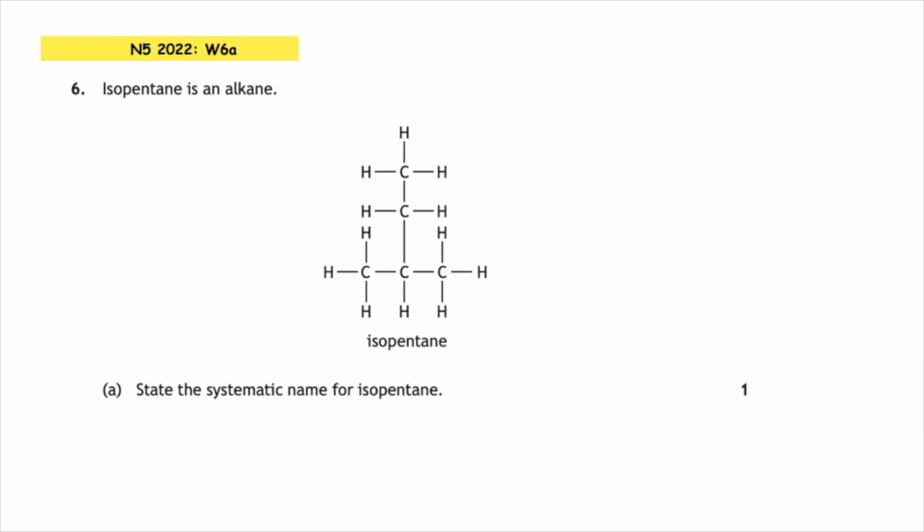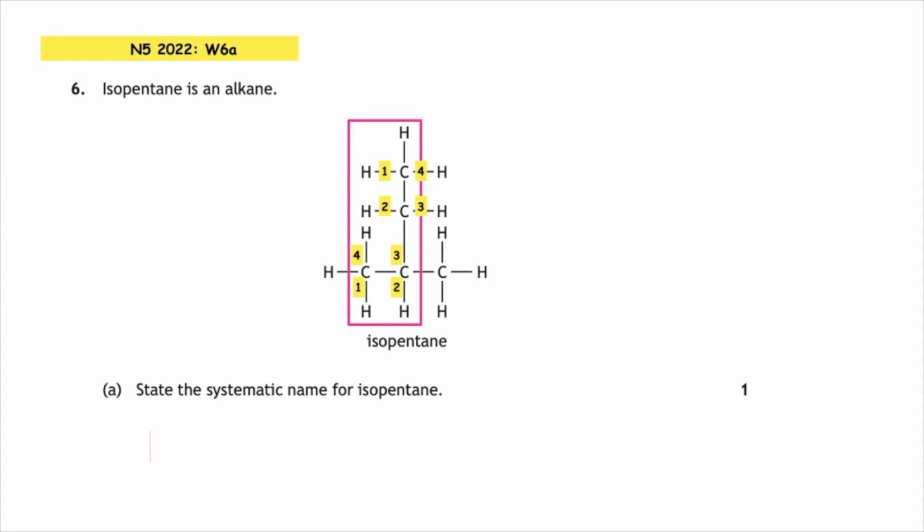In 6A, isopentane is an alkane. State the systematic name for isopentane. So the first thing that we have to do is find our longest chain, and we number them 1, 2, 3, 4, and then we do it the reverse way, 1, 2, 3, 4. So we know that the longest chain is going to be named butane.